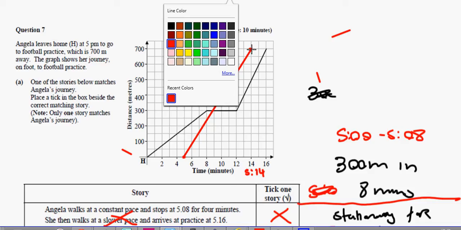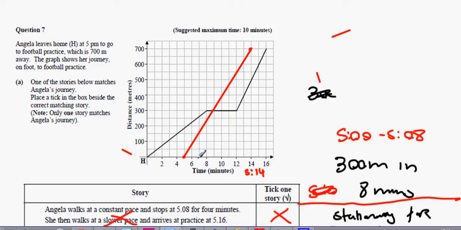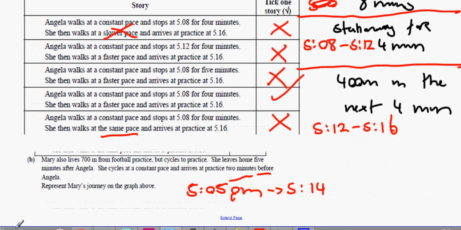Okay, so it's from here to here. From here to here is how she leaves at 5:05, she finishes at 5:14, and she travels at a much faster rate overall. Okay, now represent Mary's journey on the graph above. Done. Next part.